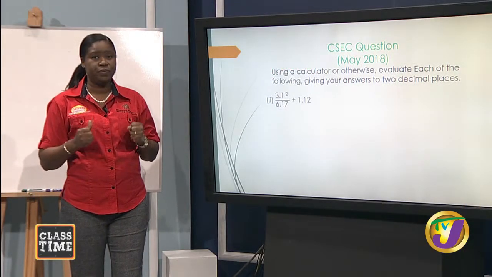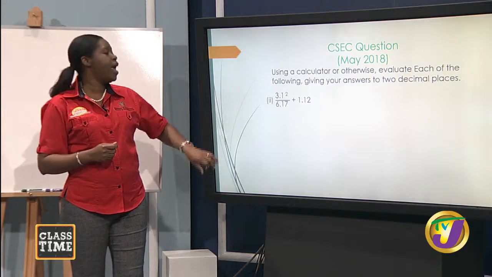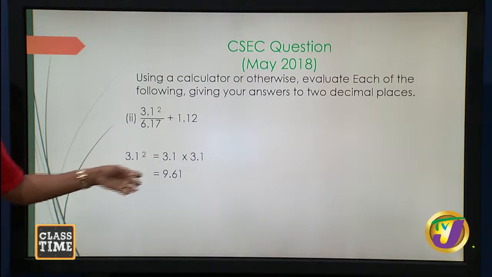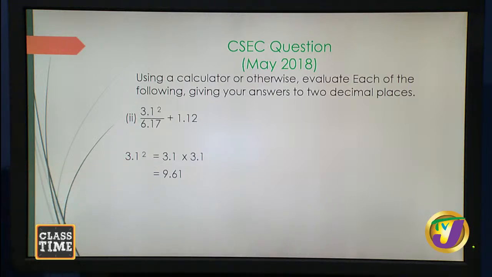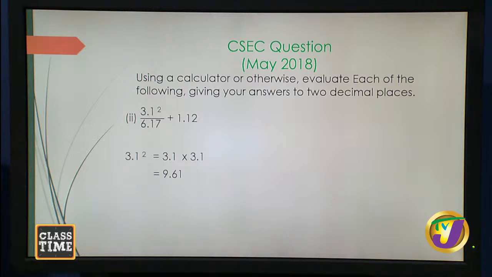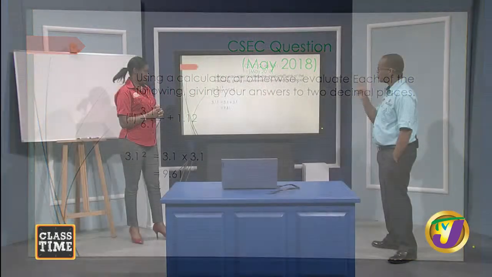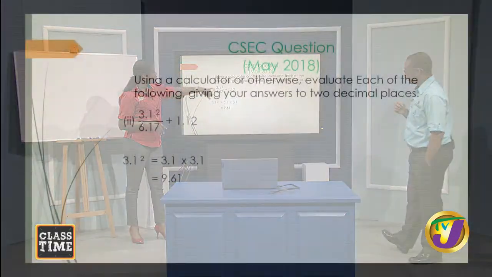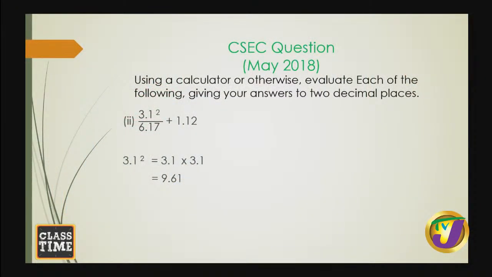I'm thinking starting with the exponents. Exponents, good. So that's 3.1 squared, which would be 3.1 multiplied by 3.1. The exponent tells you how many times you would do that. And when we multiply that, we'll get 9.61. So we have done the exponent. What's next? Division, if I can recall. Yes, division. So we're supposed to divide the numerator by the denominator.